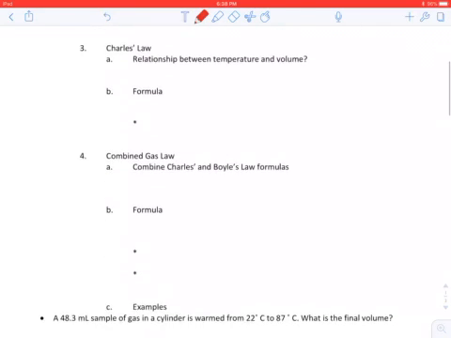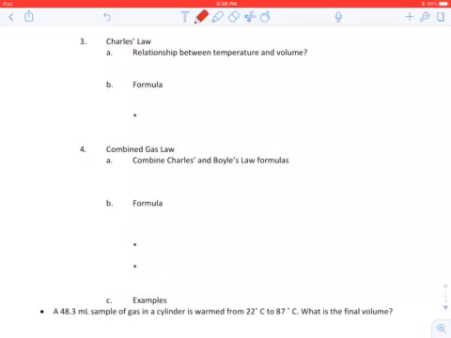So moving on to Charles's law. Charles's law is the relationship between temperature and volume. And Charles's law says that as temperature goes up, volume also goes up, and vice versa. So this is a direct relationship. An example would be if you have a hot air balloon. You heat up the air, the volume of the air goes up. Very simple. So the formula for this one is V1 over T1 equals V2 over T2. Very simple as well. That's an example of a direct relationship.